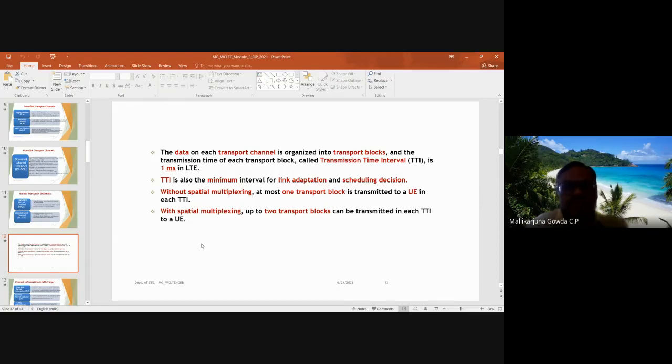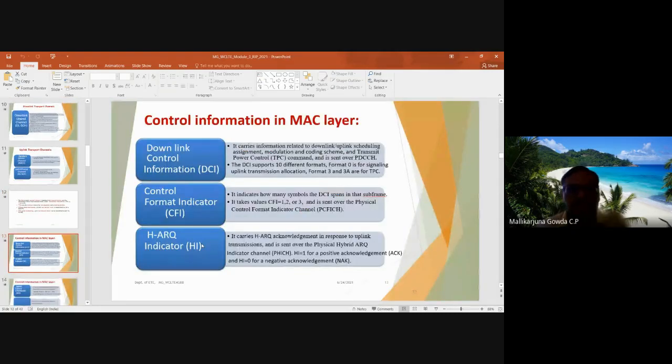It means with spatial multiplexing, we are going to send more data. At least we are able to say two transport blocks in one TTI. But without spatial multiplexing, only one transport block in each TTI. So with this understanding, let me talk about the control information in the MAC layer. After discussing these things, then only we'll go to the physical layer.